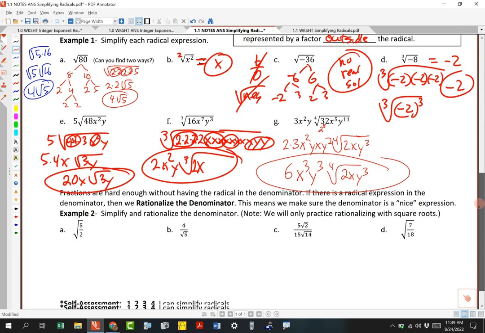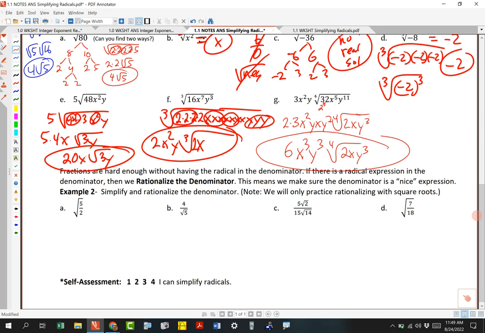Okay. You have 5 problems on your assignment that are like this. And this is something new that we've added this year. This is a really important skill. It's called rationalizing the denominator. Here's the basic idea. Gotta listen.